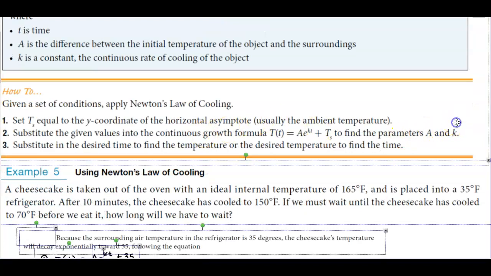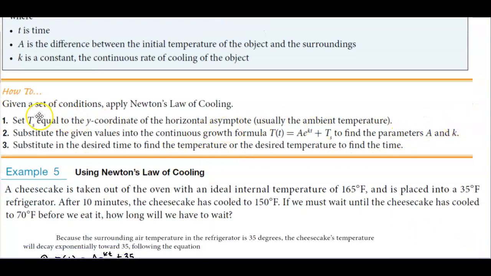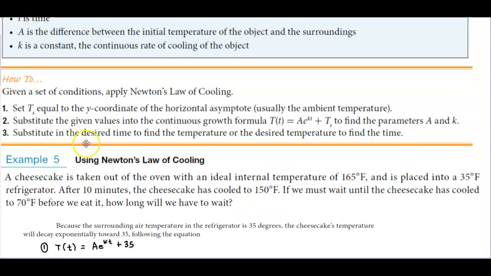Now, how do we go about this? Given a set of conditions to apply Newton's law of cooling, step 1, we're going to set the surrounding temperature equal to the y-coordinate of the horizontal asymptote, usually the ambient temperature. Step 2, we're going to substitute the given values into the continuous growth formula to find the parameters A and k.